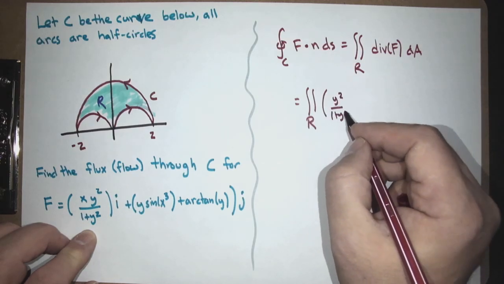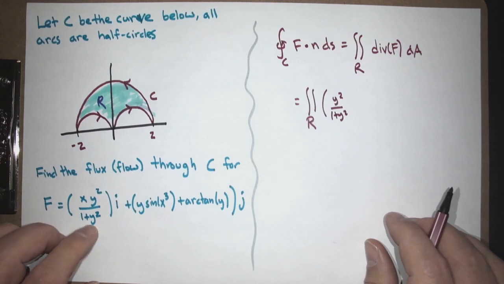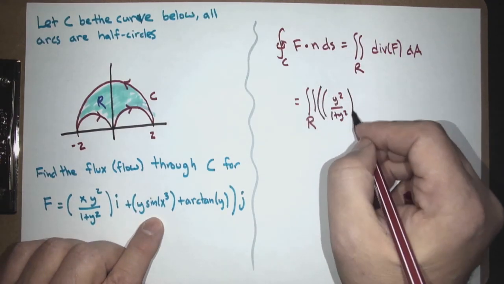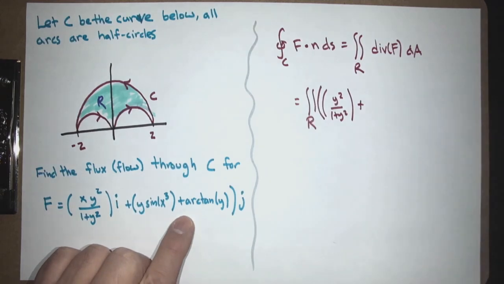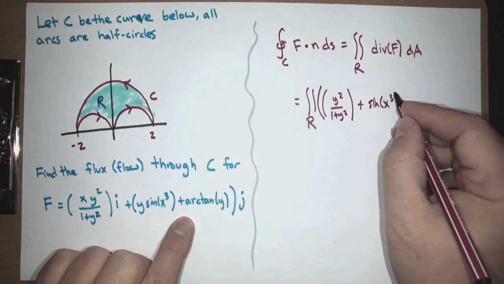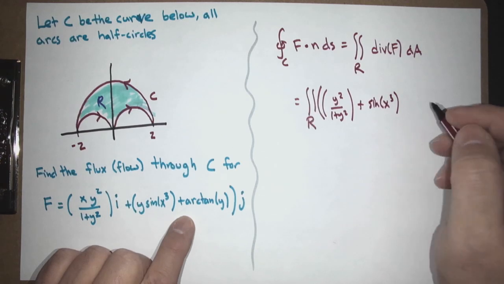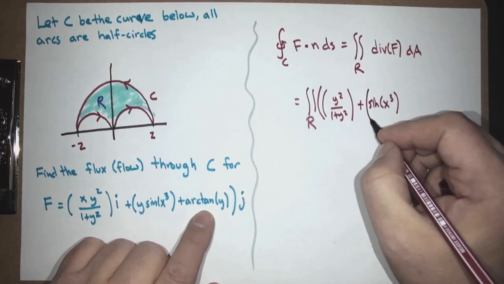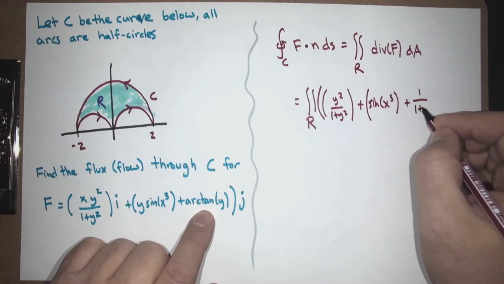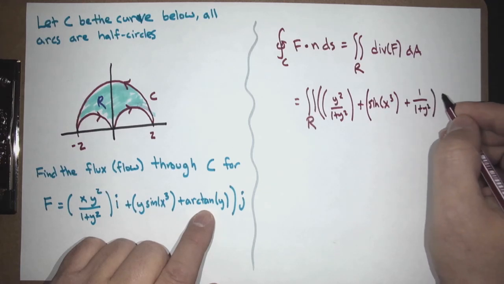Y squared over 1 plus y squared. And note, we probably wouldn't want to take the derivative with respect to y here. So that's a victory for us. Plus, what derivative do you take here? Yes, good. Derivative with respect to y, which gives us sine of x cubed. Wait, what? All right, well, let's just go with it. Plus 1 over 1 plus y squared.